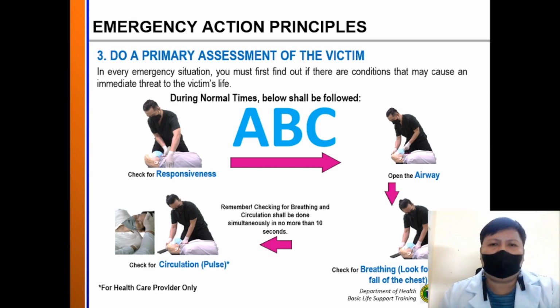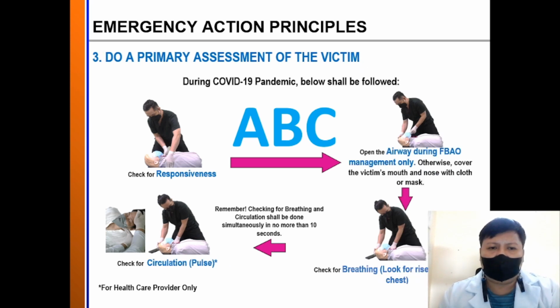Do a primary assessment of the victim. In every situation, you must find out if there are conditions that may cause an immediate threat to the victim's life. This is what we did before, during normal times: we check for responsiveness, open the airway, check for breathing, check for circulation. Now we do this: check for responsiveness. We do not open the airway unless it is FBAO, or foreign body airway obstruction. Then we check for breathing, then check for circulation.